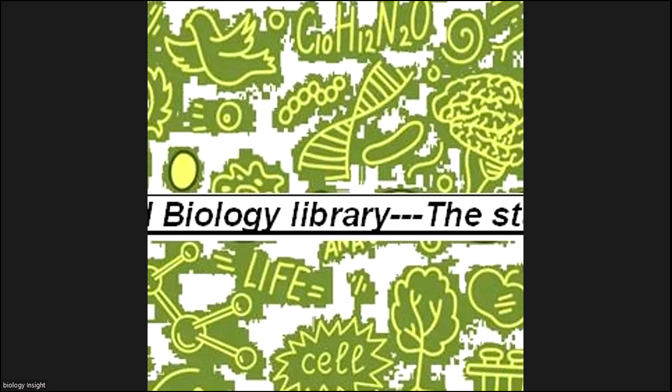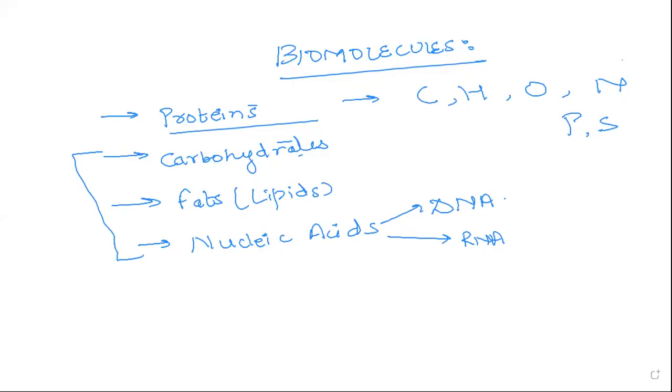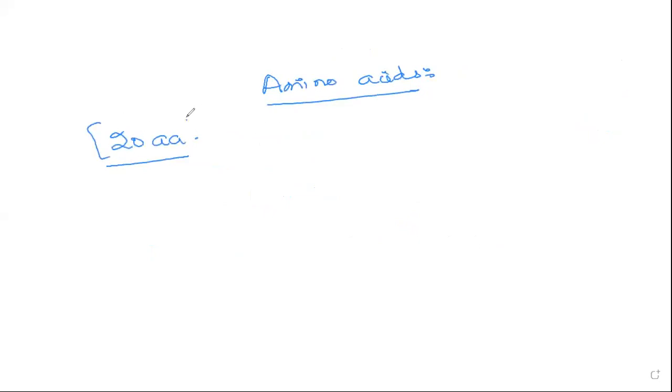So first of all, we'll be discussing amino acids. Amino acids are the building blocks of proteins, and there are approximately 20 amino acids that are known to us in nature, essential and non-essential. We have a total of 20 amino acids. Now, what is the basic structure of an amino acid?